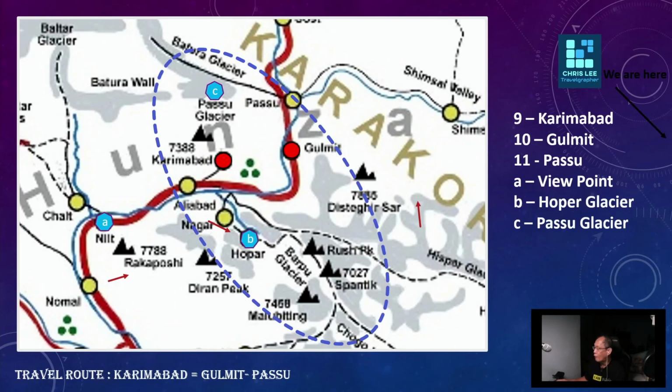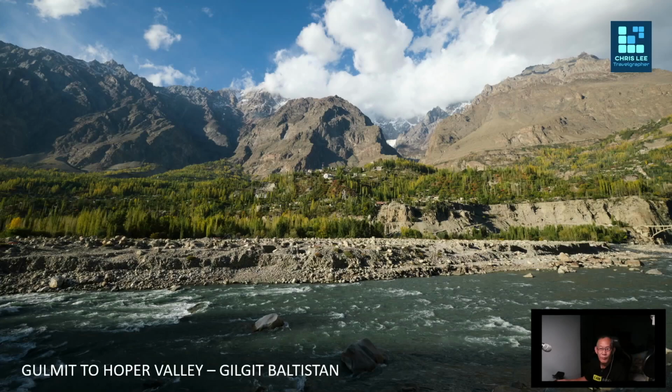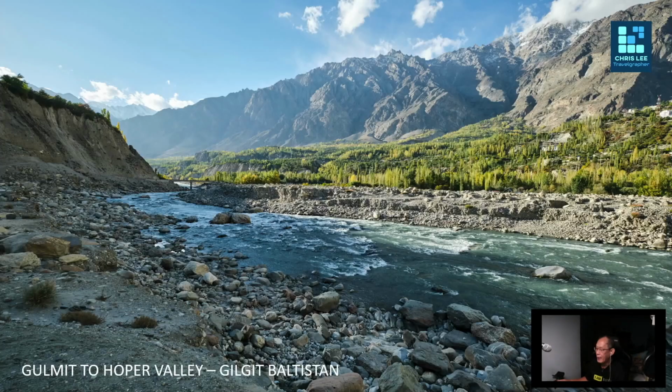For your info, in the last episode, I missed out a section of valley that is very interesting, and I managed to capture some of the images, so I reshare with you. This valley is known as the Hopper Valley. These are some of the scenes taken during the journey all the way to the Hopper Valley, where we are confronting the Hopper glaciers.